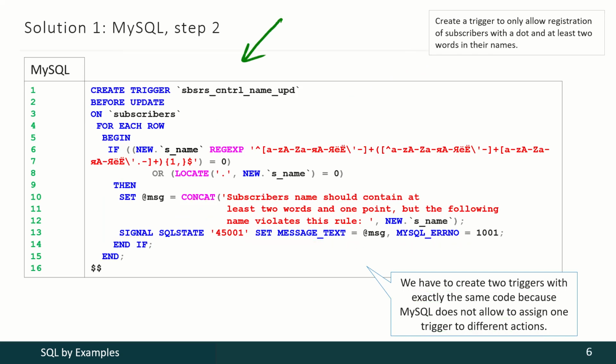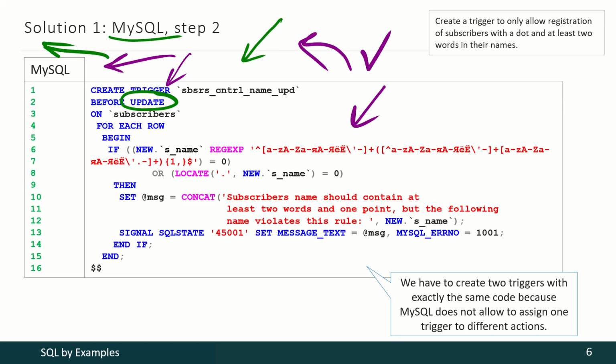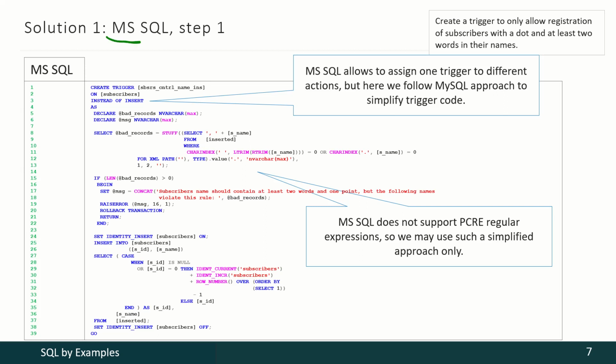Here is the second trigger for MySQL, and the only difference from the previous one is in this word. The previous trigger reacts to insert operation and this one reacts to update operation. The other code is exactly the same as for the previous one. Let's continue with Microsoft SQL Server.